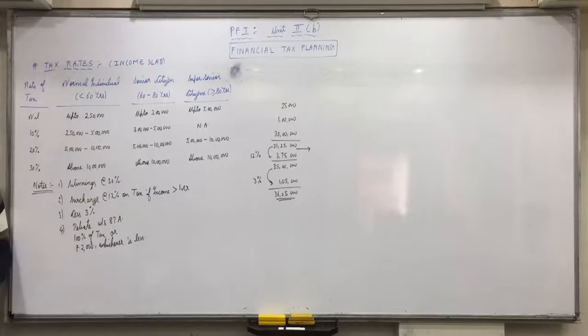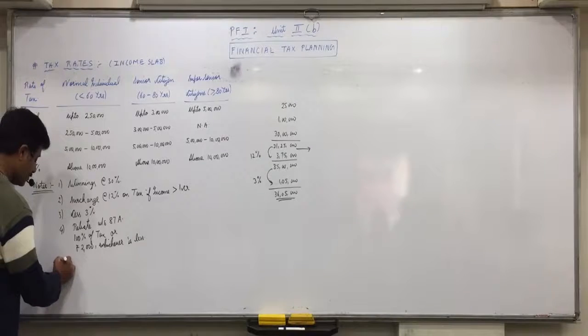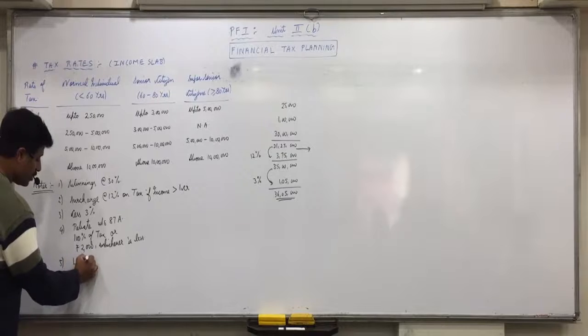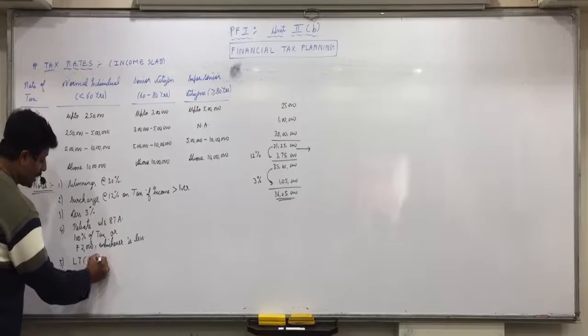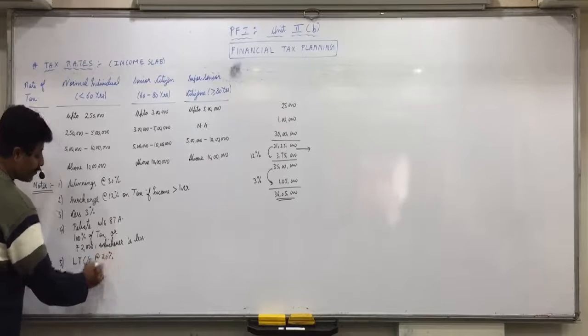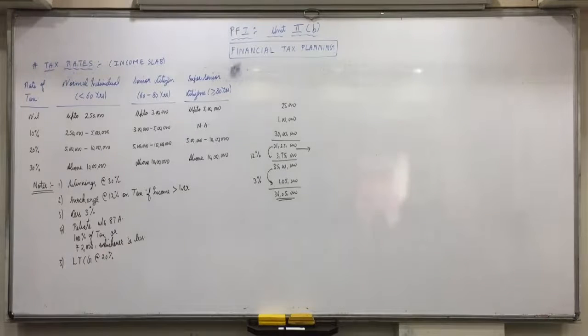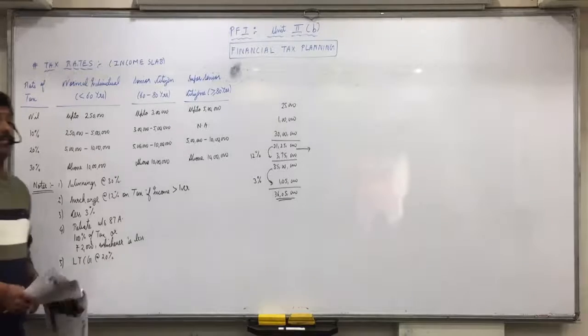And the last note, tax on long-term capital gains is at a flat rate of 20%.